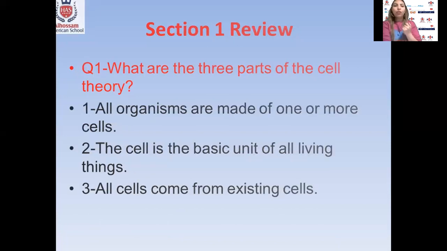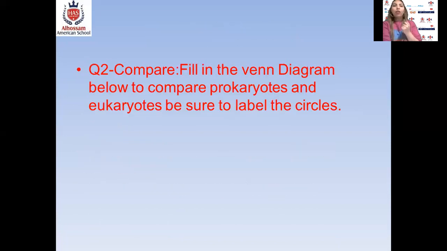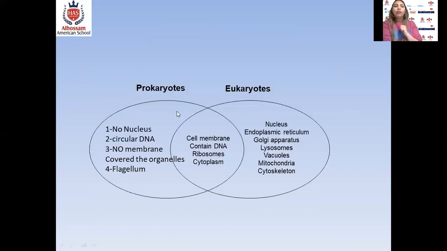Okay, number 2, compare. You have a Venn diagram, prokaryotes and eukaryotes. In both sides, we write the differences, and in the intersection, we write the common parts between both of them. So prokaryotes, you can write with me, have no nucleus, circular DNA, no membrane covered organelles, flagellum.